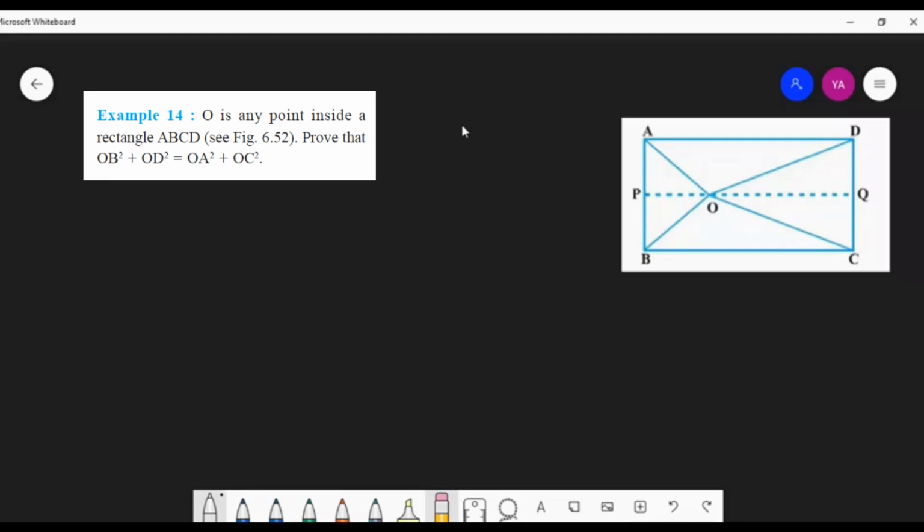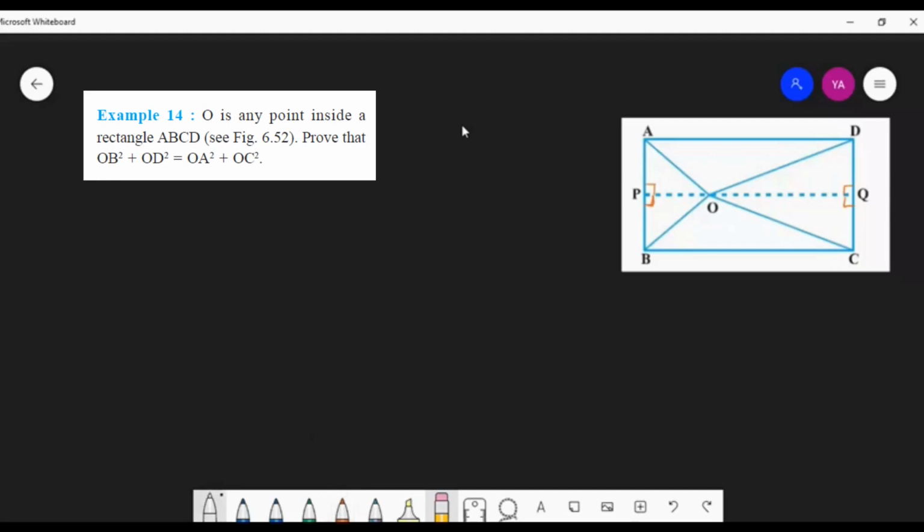Can you say the name of one right triangle here? Sir, PQ should be drawn perpendicular. Yes, we draw PQ parallel to BC and AD through O. In other words, PQ is perpendicular to AB passing through point O. So these angles I shall mark here. This angle will be 90 degrees, this angle also 90, this angle 90, this angle 90. So you can see four right triangles, right?